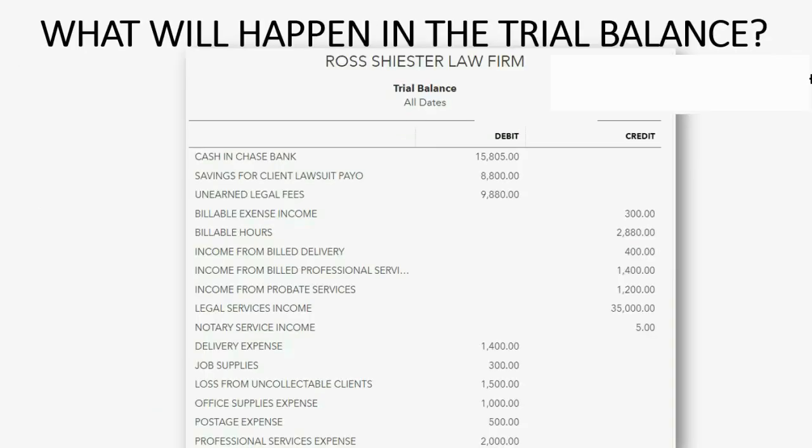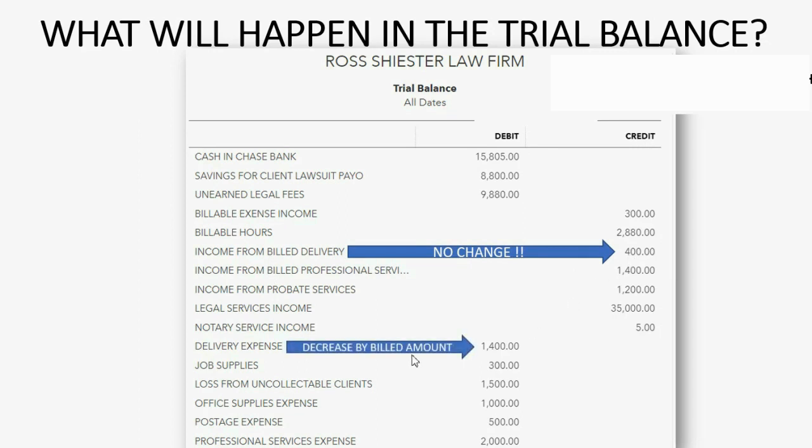So what will be the results in the trial balance at the moment we record this? Well, income from bill delivery will not change at all because we're not bringing it into an income account. And delivery expense will decrease and become $700, because the $700 that was there will now be removed because the client is now responsible.